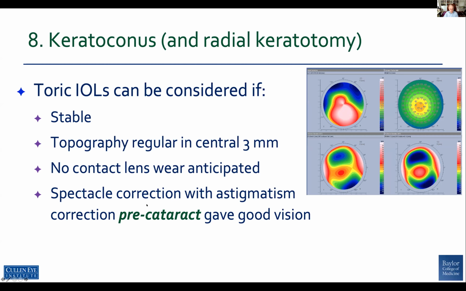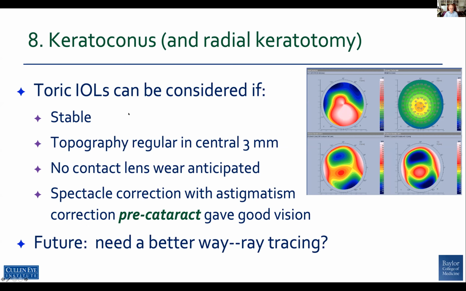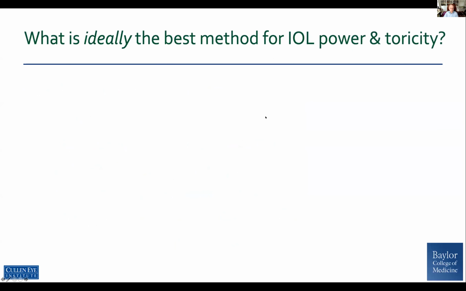And if you can get some glasses, know that their spectacle correction with the astigmatism correction before the cataract got very bad gave them good vision. And if that correction is the same as the topography, I think you can use them. And that's true also for radial keratotomy, by the way. But I think we need a better way, and I think ray tracing is going to lead us to a much better way to do these corrections.